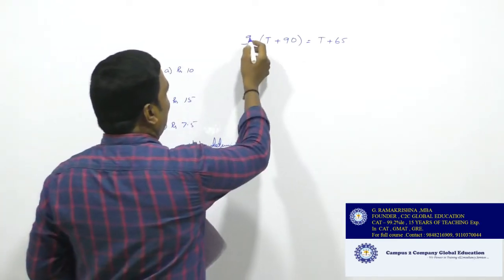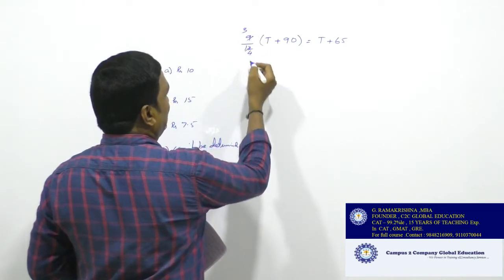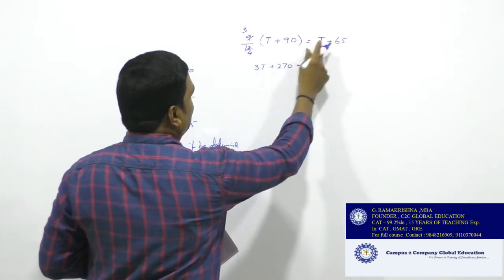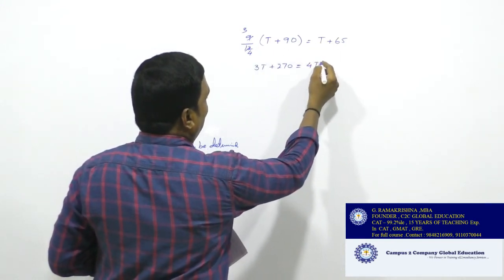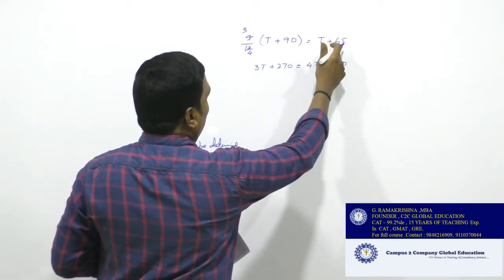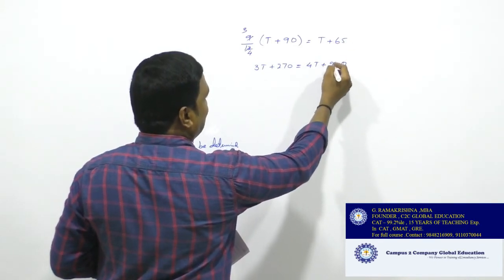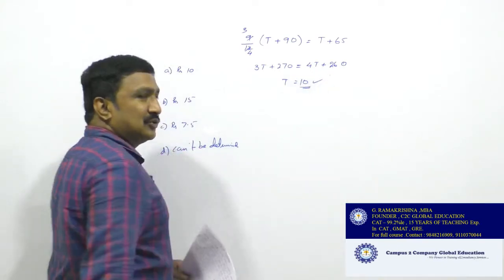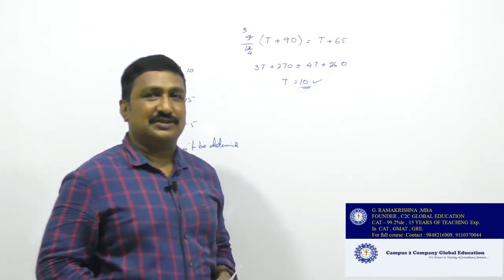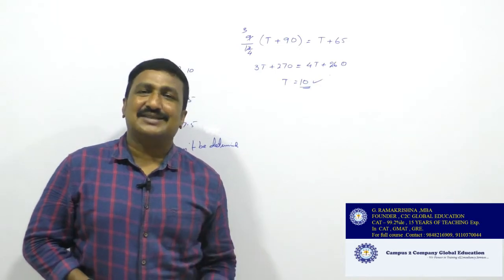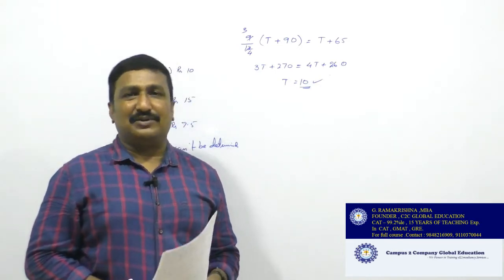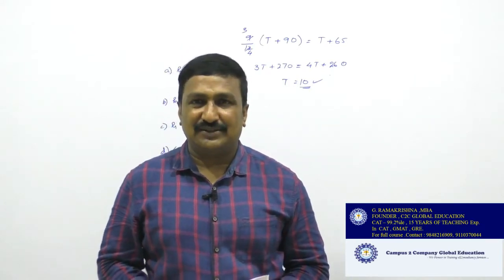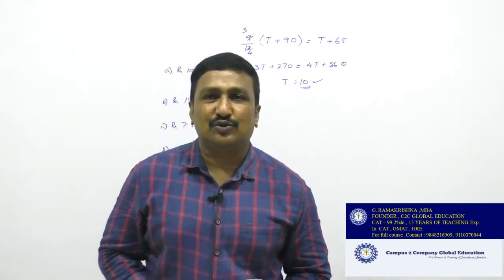So simplify this equation, friends. 3 3s are 9, 3 4s are 12. So 3T plus 270. 4 comes to this side. 4T plus 4 5s are 20, 4 6s are 24, plus 2 is 26. So T is equal to how many rupees, friends? 10 rupees. So like this we can solve the questions. So simple equation they can ask sometimes easy questions, sometimes difficult questions. But there should be one question compulsory in every year CAT exam, friends. Right? So we'll discuss the next question.